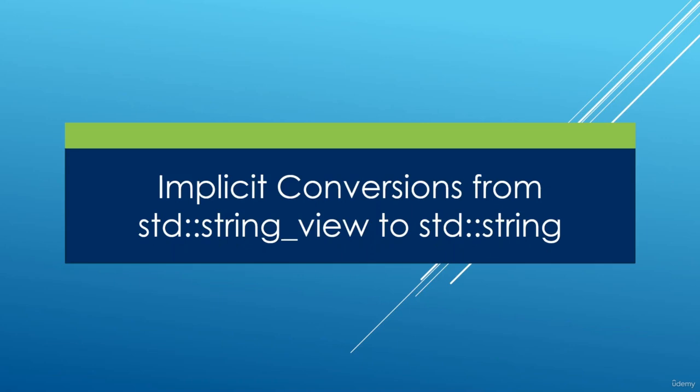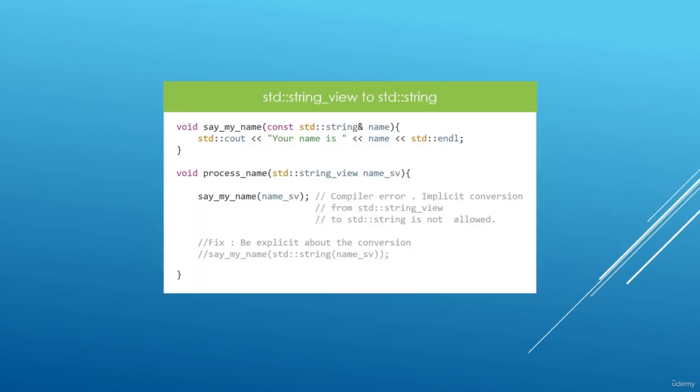In this lecture, we're going to learn about implicit conversions from std::string_view to std::string. And we're going to look at a simple example here. We have a function called sayMyName, which is going to take a const std::string reference as an input, and it is going to do some processing on whatever argument you pass to it. It is going to say your name is whatever name you passed in there.